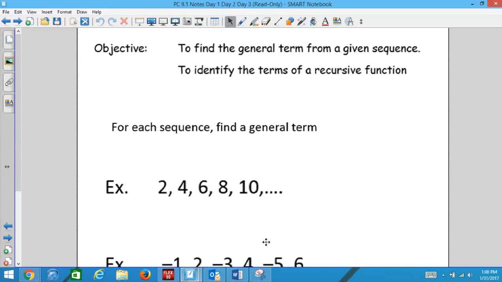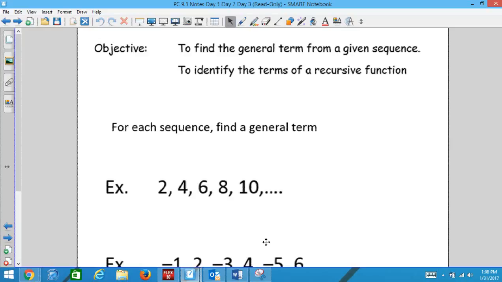So what we're going to do today is we're going to take a given sequence and we're going to figure out the nth term. We're going to figure out the general term. And I'm going to try to give you some tips, give you some guidance, and then I'm going to have you try to figure some of them out.